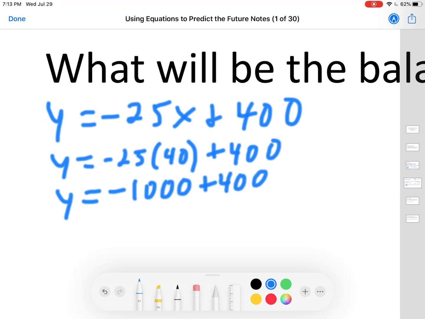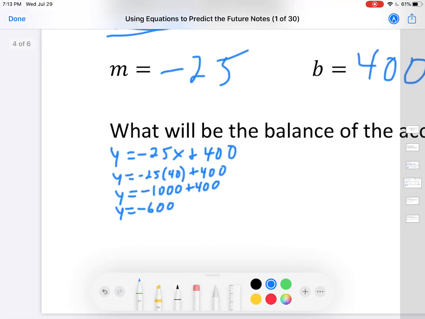Negative 1,000 plus 400, we're taking away 1,000 from 400. We're obviously going to be negative, but not all of it's negative. We had 400 positive to start with, so it's not as negative as negative 1,000. It is, in fact, negative 600.